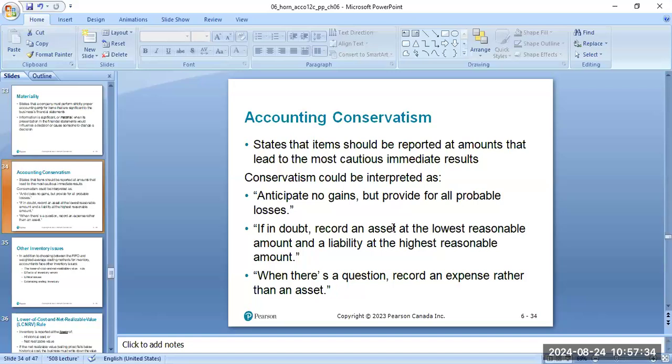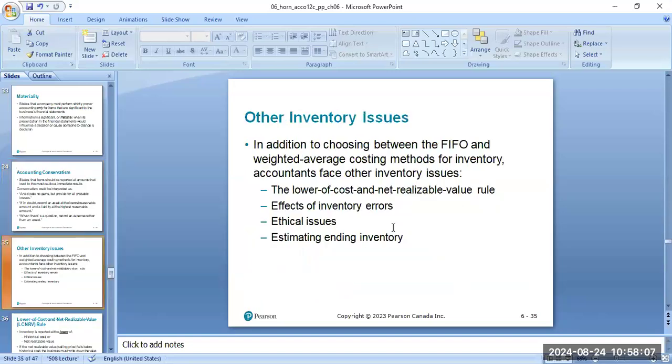If we have a doubt, we can always record the asset at the lowest reasonable amount and the liability at the highest reasonable amount. That's conservatism. And when there's a question, we record the expense rather than the asset. If you wonder, is this an expense or an asset? Most likely it's an expense. That's also part of accounting conservatism.